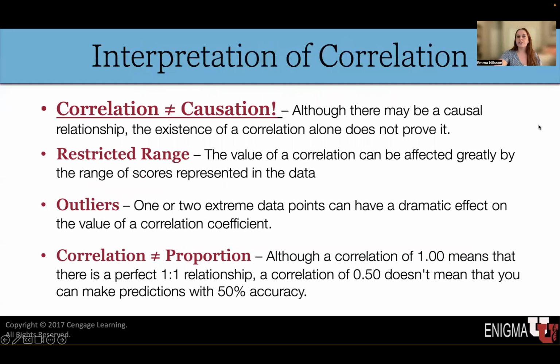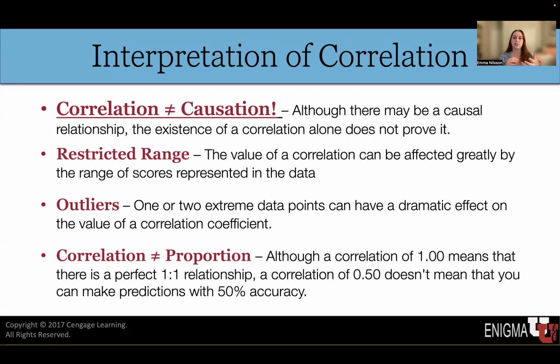So here are some ways that we can interpret correlation and some errors that people often make when they try to interpret correlation. We're going to talk about each of these four things in depth over the next several slides, but the first and arguably most important thing is that correlation does not equal causation. Although there might be a causal relationship, the existence of correlation alone does not prove it, and we cannot interpret correlation as such.